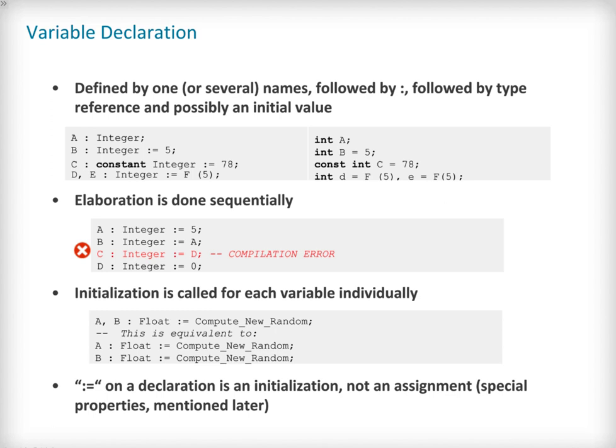Elaboration of variables is done sequentially. This means that you cannot refer to a variable before it has been declared. So here I'm trying to access D before it is created, and that will result in a compilation error. One last note. Although I'm using the assignment symbol in these examples, what I'm doing is called an initialization. The properties of assignment and initialization are slightly different. We will see the details in further lessons.